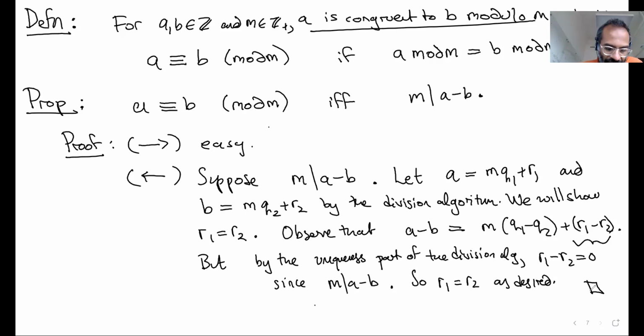So having the same remainder mod M is equivalent to M dividing the difference. That's what this proposition is saying, and it's a very useful proposition. Let's call this proposition 1. Any questions about this?